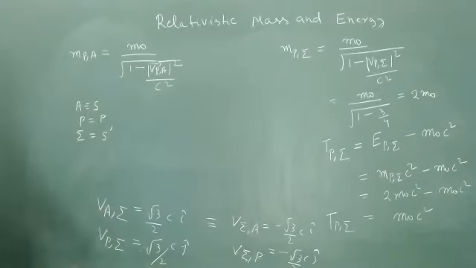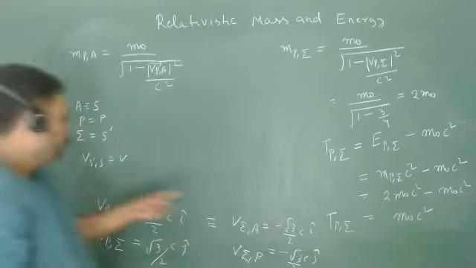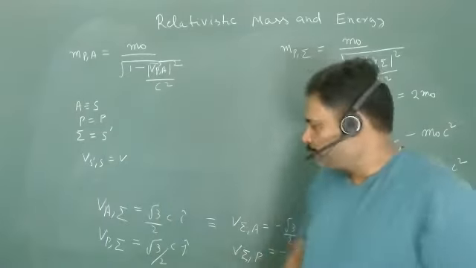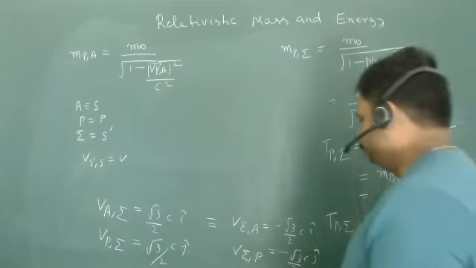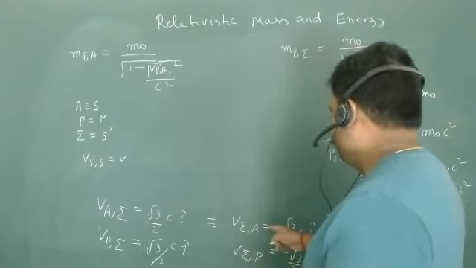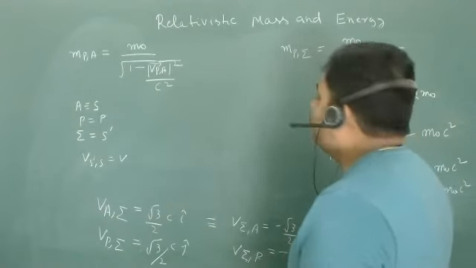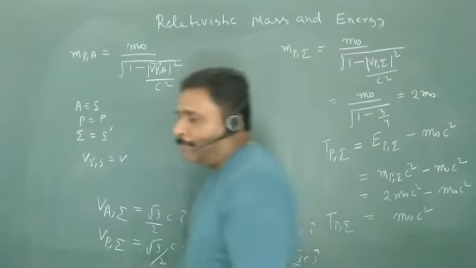If I want to calculate the velocity of S dash with respect to S, that is V, which one is the value? Minus root 3 by 2c, in I cap direction. So this will be in I cap direction. Yes, I cap is very important.